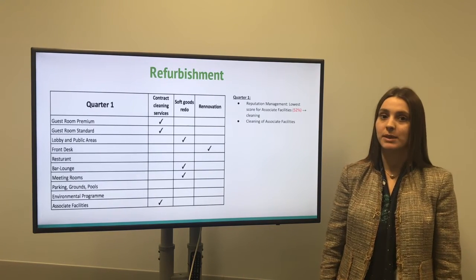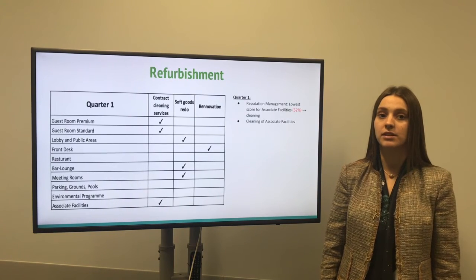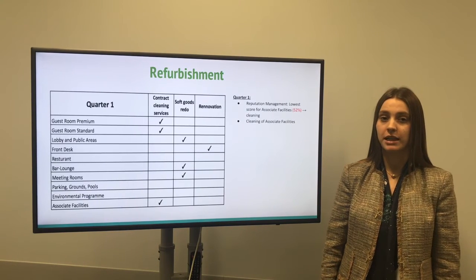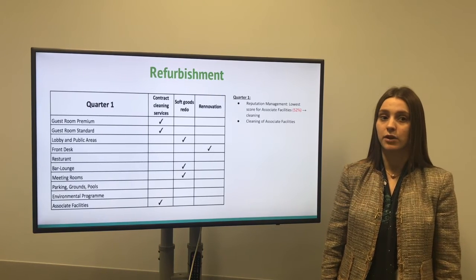For this first quarter, we decided to invest in cleaning services for guest room premium and guest room standard, as well as for associate facilities. We invested in soft goods redo of lobby and public areas, bar lounge, as well as meeting rooms. Finally, we decided to renovate the front desk.